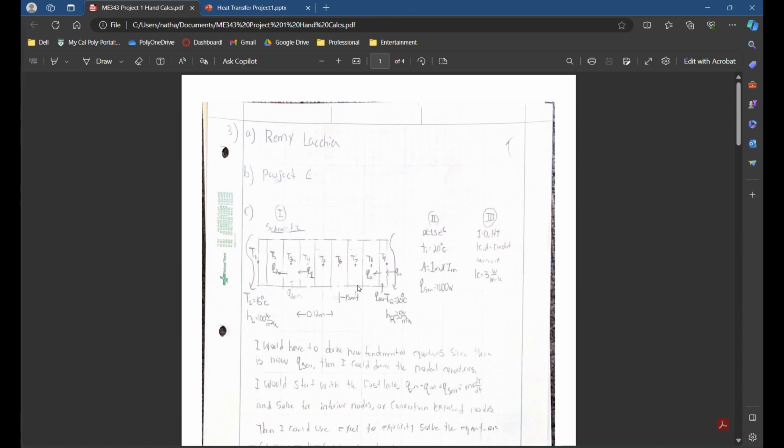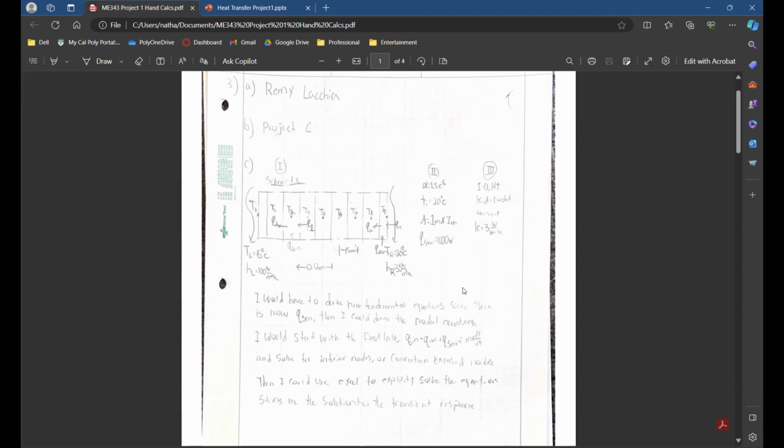My name is Nathan, here with Remy, and we did Project C, the heated rod with heat generation. So I started with just step one, drawing a simple diagram.